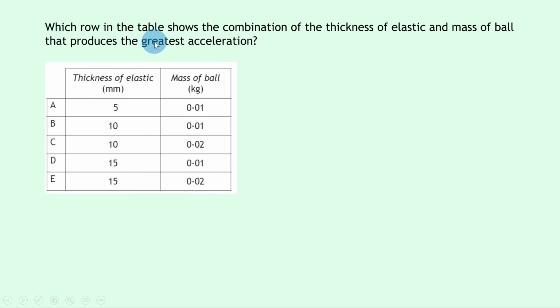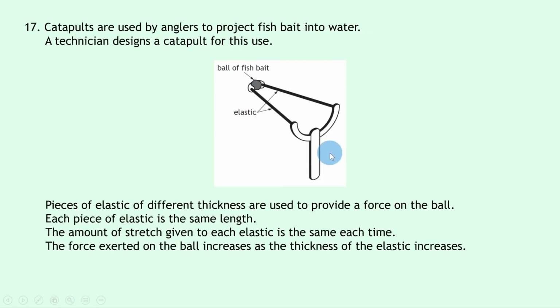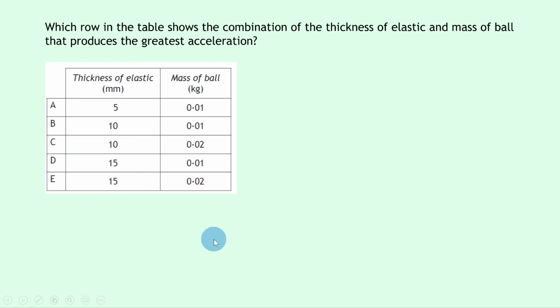It then says which row in the table shows the combination of the thickness of elastic and mass of ball that produces the greatest acceleration. Well, remember we just said that the force exerted on the ball increases as the thickness of the elastic increases. So the bigger the thickness of the elastic, the bigger the force. So we can think about this column here for thickness of elastic as actually telling us about the force. So the bigger the thickness, the bigger the force. So that means the force gets bigger as we go down here.